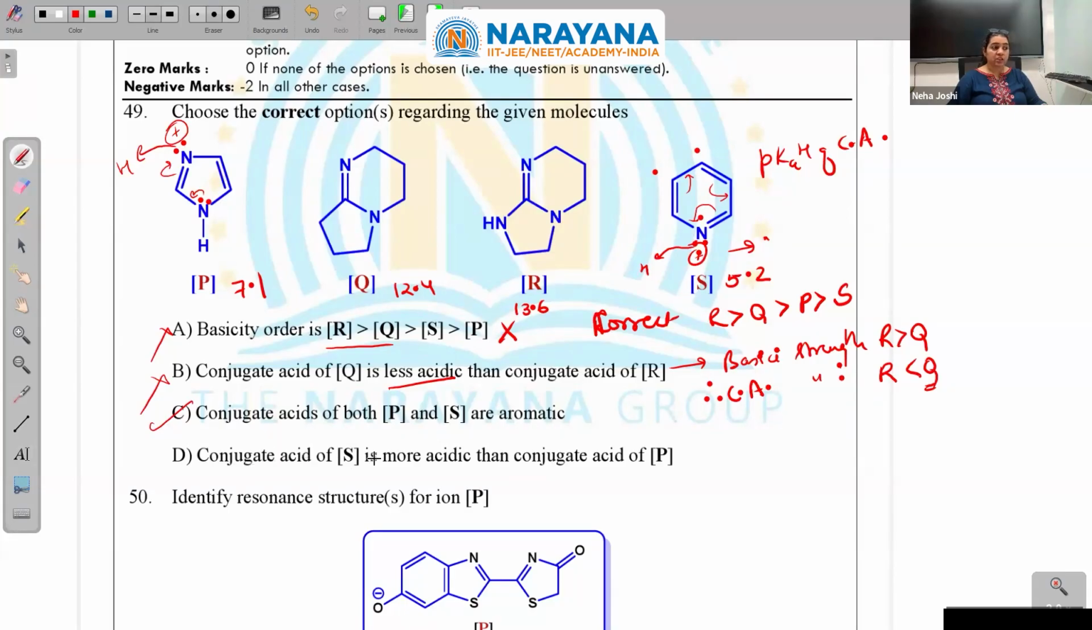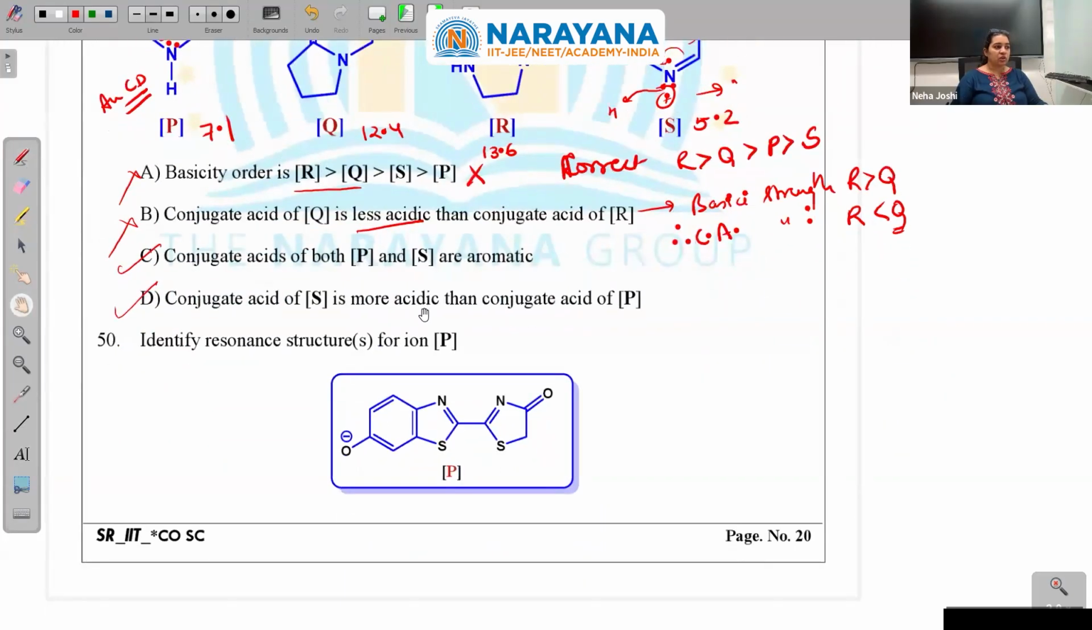Conjugate acid of S is more acidic than conjugate acid of P. Conjugate acid of S is more acidic than this. This is also true, same as the way we discussed B1. Similarly, the answer for this should be C and D. C and D will be the answers.